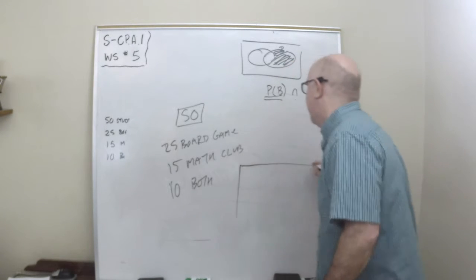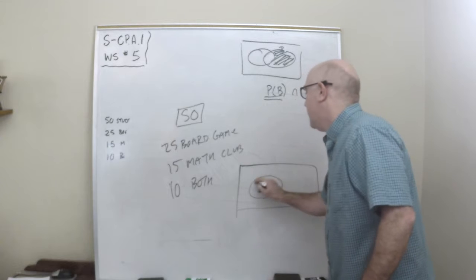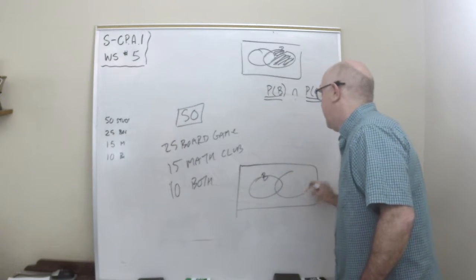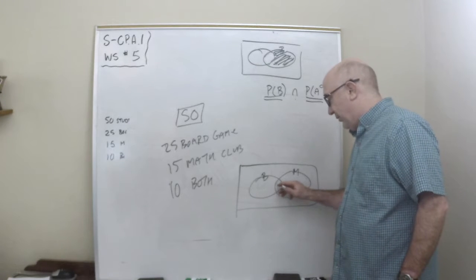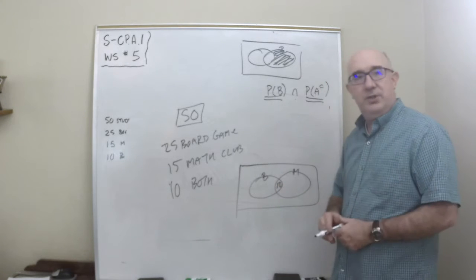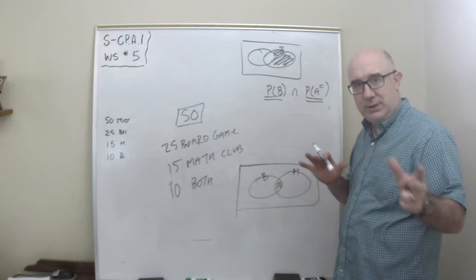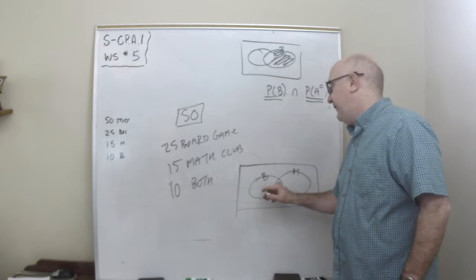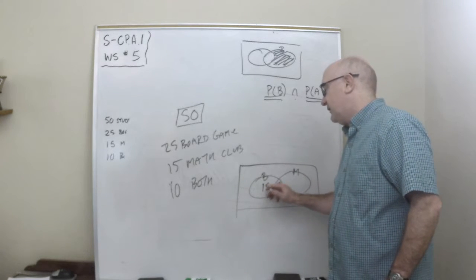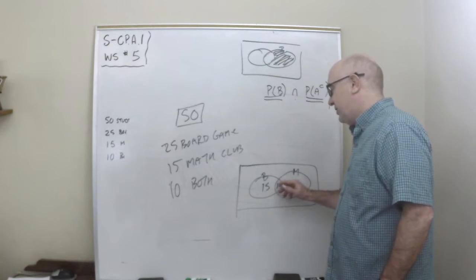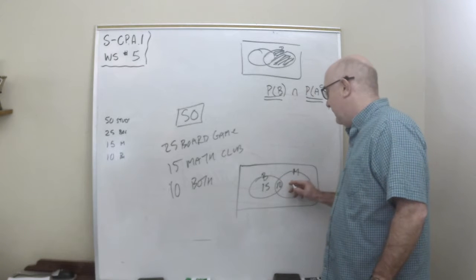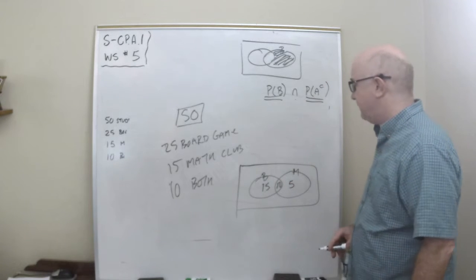So let's draw a little Venn diagram. This is where we'll finish up. Here's the board game club. Here's the math club. And we have 10 in both. Now the intersection is always important to do first because you got 10 that are in both clubs. That leaves 15 that are over here because 15 and 10 make 25. In the math club, there's 10 that share the clubs and 5 only in the math club.